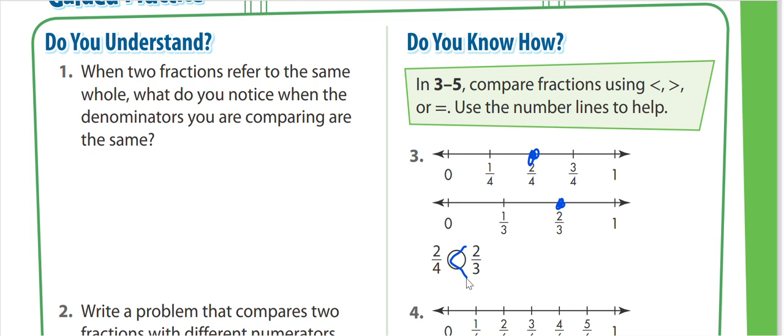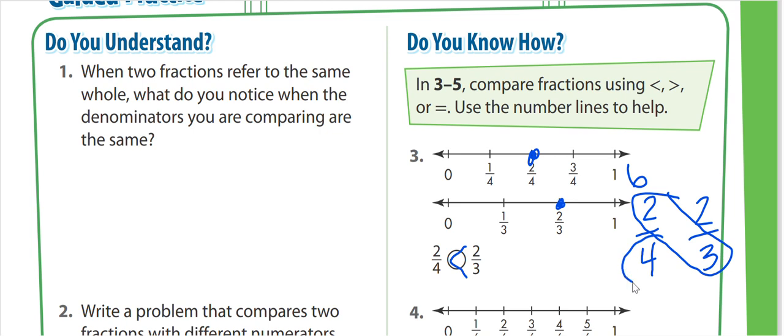If you wanted to rewrite it to use the butterfly method, you can do that as well. So over here, 2/4 and 2/3. If I butterfly method this, 2 times 3 is 6. 4 times 2 is 8. So which is bigger, 6 or 8? 8. So 2/3 is greater than 2/4.